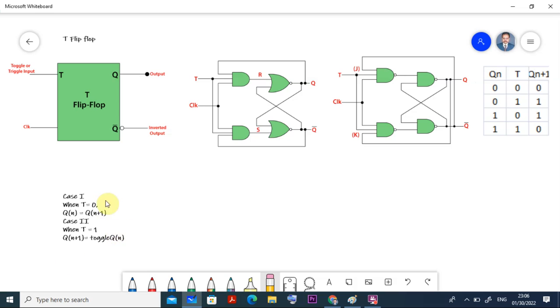So I am first discussing the block diagram. In the block diagram, if you observe the extreme left-hand side, this is the toggle input. We put it here, and here we provide the clock, CLK, and two outputs are coming: one is Q and the other is the inverse of Q. So these are the four things. This is the simple block diagram.